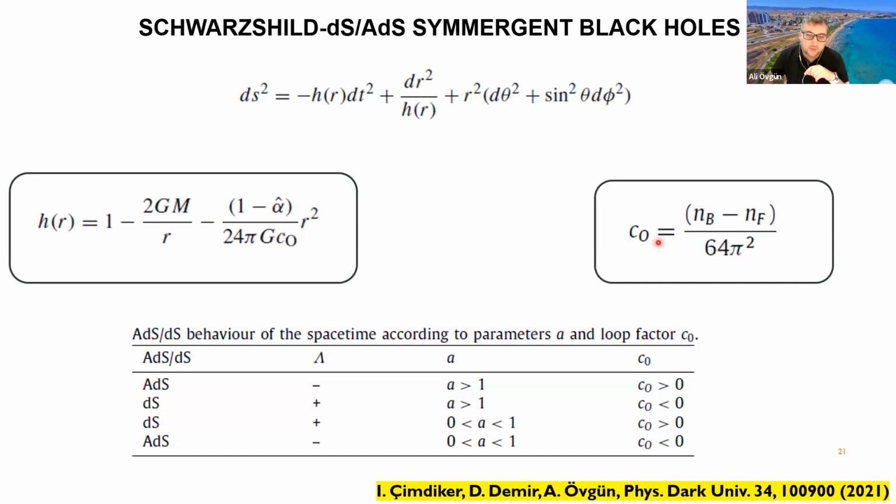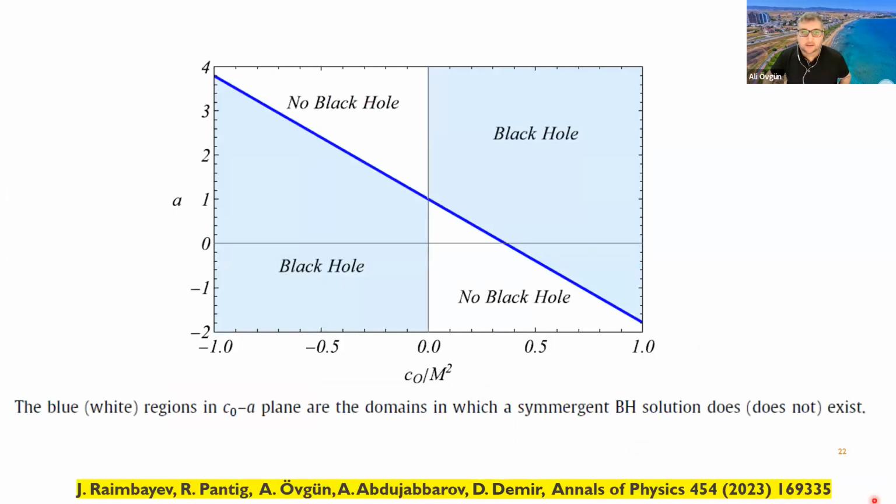And this C0 is very important because it is a loop factor and it stands for the total number of bosons and fermions in nature. So this number of bosons and fermions involves the known particles, quarks, leptons, photon, gluons, and Higgs boson, as well as completely new particles maybe, which we don't know. And here we also show which range of the parameters gives the black hole solution and no black hole solution.